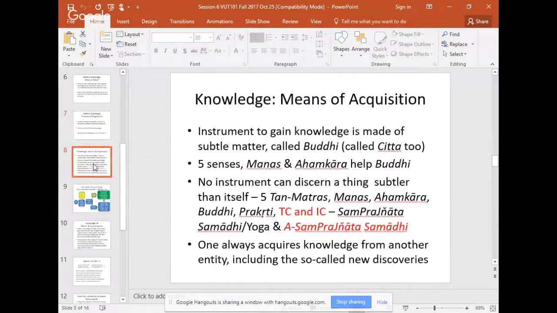How do human minds go forward and discover new and new faculties of knowledge? The means of its acquisition is what we have to understand. How do we discover knowledge? How do we acquire knowledge?